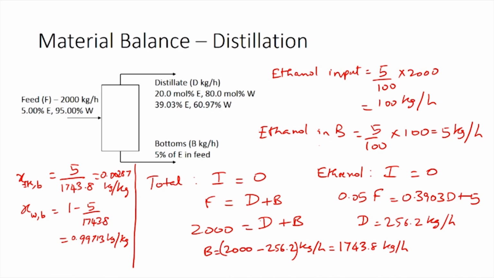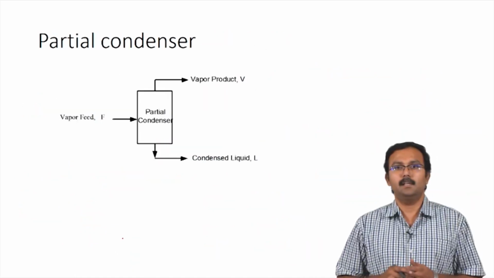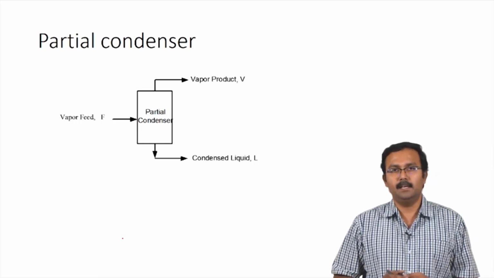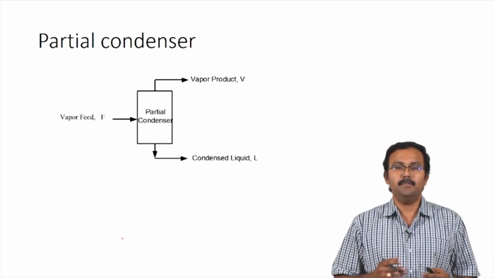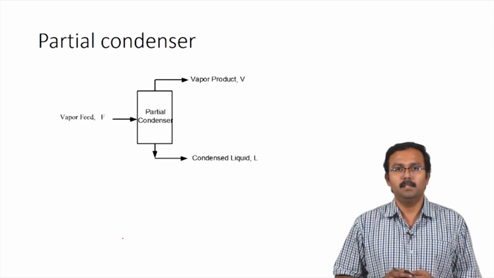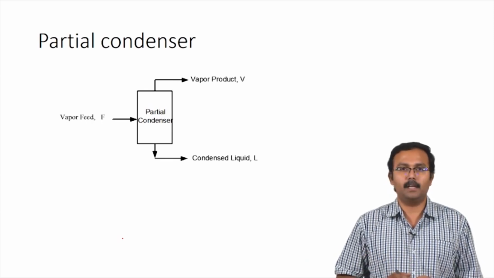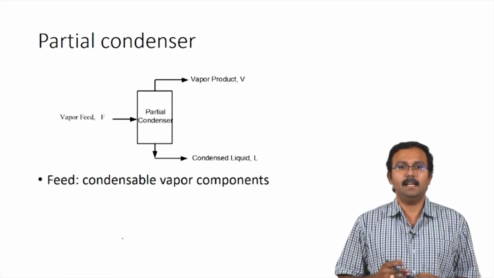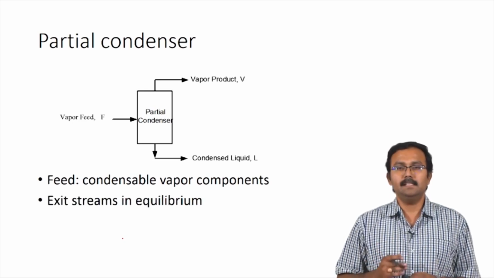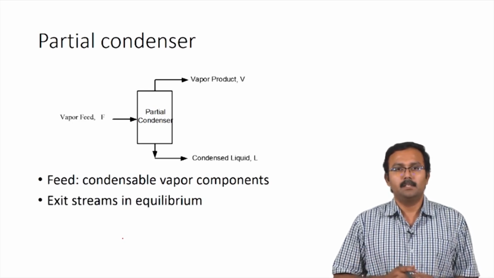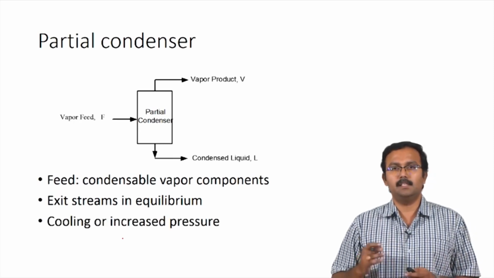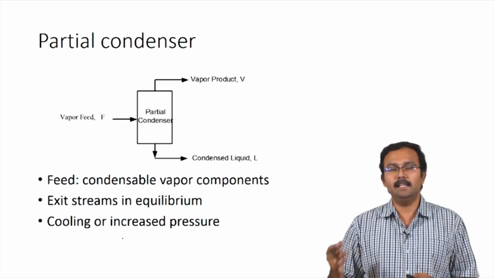Let us move on to the next process, which is a partial condenser. For a partial condenser, you have a vapor feed which is fed to the condenser. Some of the vapor feed is condensed to form the condensed liquid and leaves through the bottom of the column, and the rest leaves as the vapor product. The feed would contain condensable vapor components and non-condensable components also. The exit stream is always in equilibrium. That is why you have a vapor product and the condensed liquid leaving from the system. This process is usually done through cooling or by increasing the pressure.